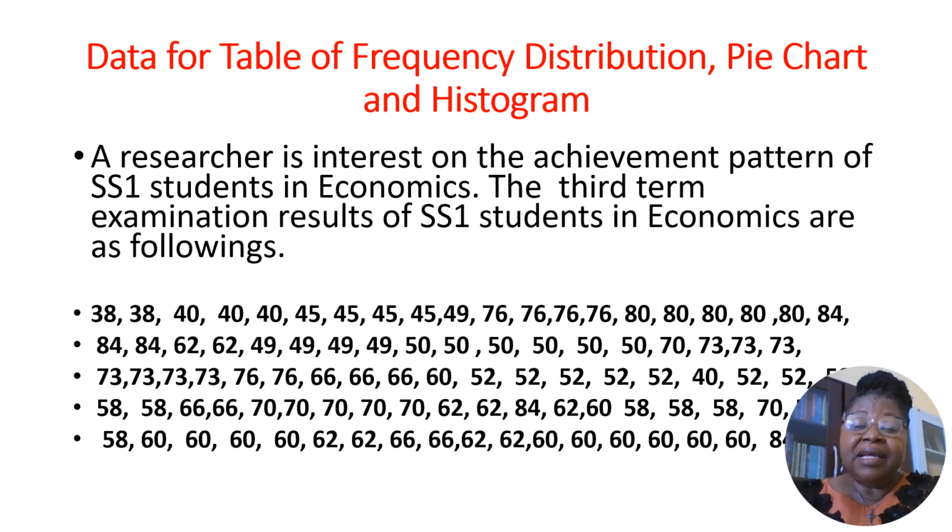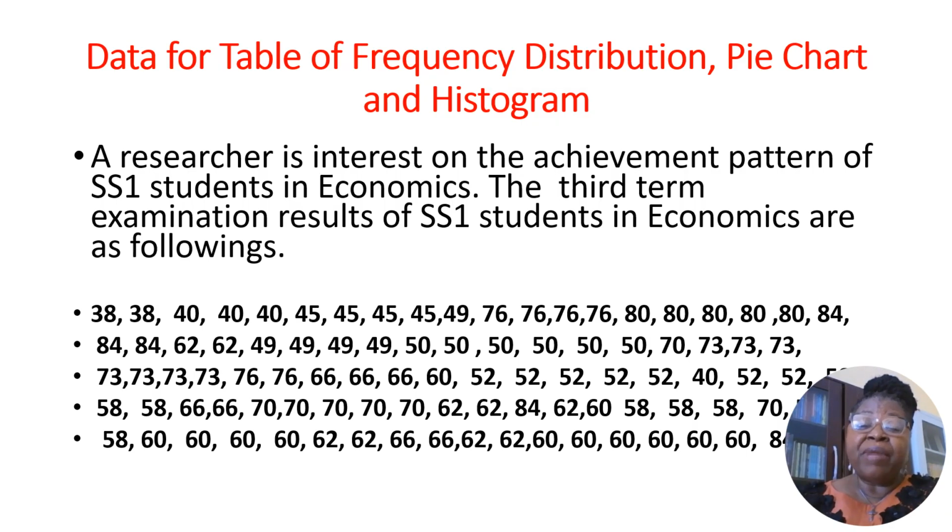So let's look at another example. The researcher is interested in the achievement pattern of SS3 students in economics. The third-term examination results of SS1 students in economics are as shown below. You use SS1 students, and you can look at your slide and you see the scores. So we now use this score to build a table of frequency distribution using SPSS.